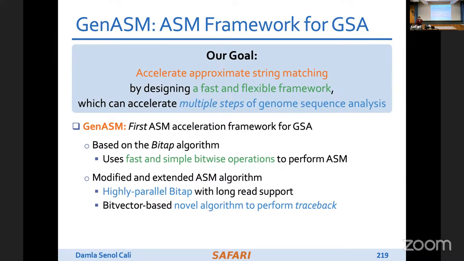How we accelerate is, first, this is based on an algorithm called the Bitap algorithm, which is also used for approximate string matching. The intrinsics of this algorithm contain highly parallel bitwise operations, which signals that we can exploit this fact by designing specialized hardware for it, so that we can utilize the nice properties of the Bitap algorithm. We can do these bitwise operations in a very fast way, because we can design the architecture in a very specialized way to perform them.